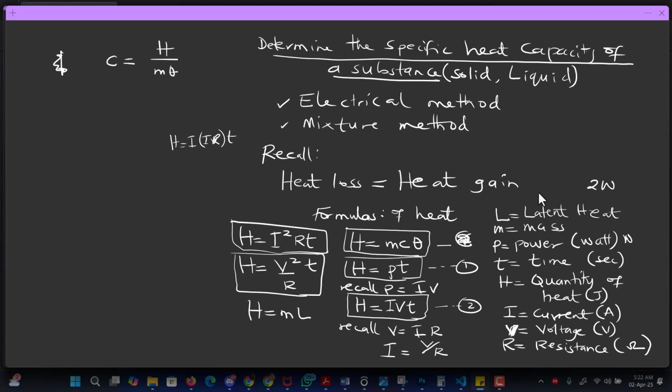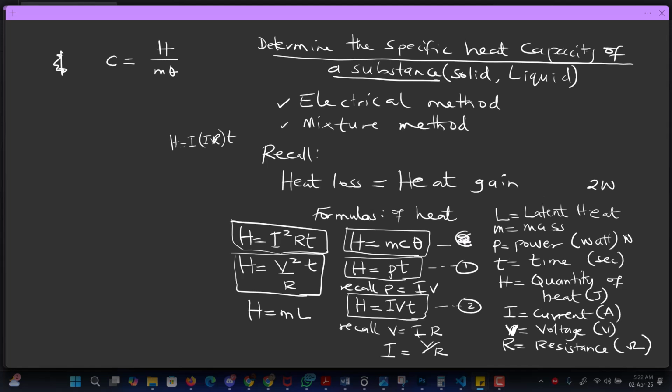In my next class, I'll be talking about the quantity of heat that you supply that will not increase the temperature, rather it will change the state. So these are the two things you are expected to know in heat, everything about heat. So for now, let's continue with this temperature rise.